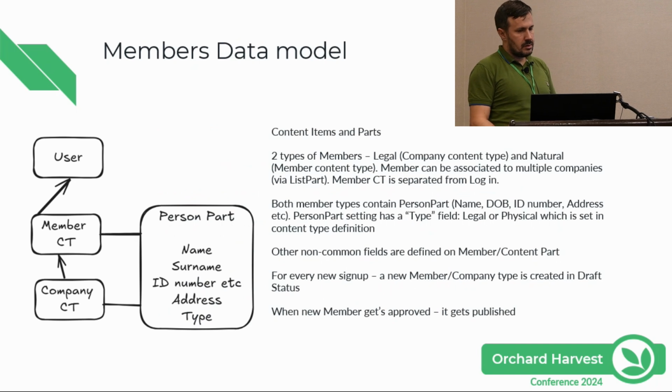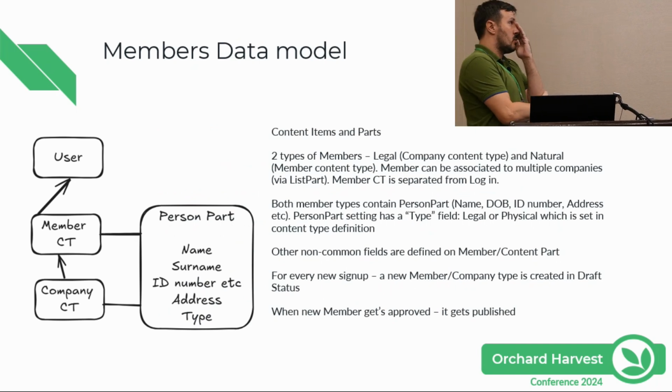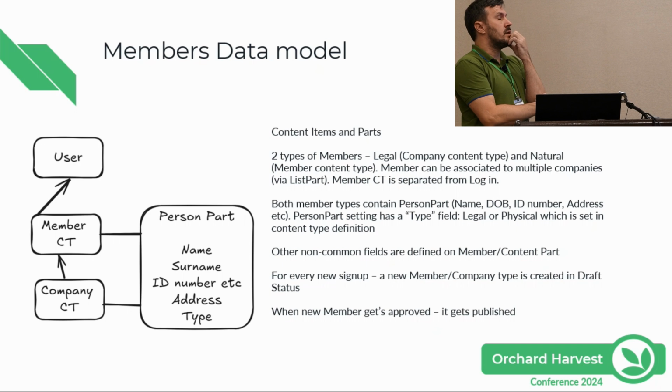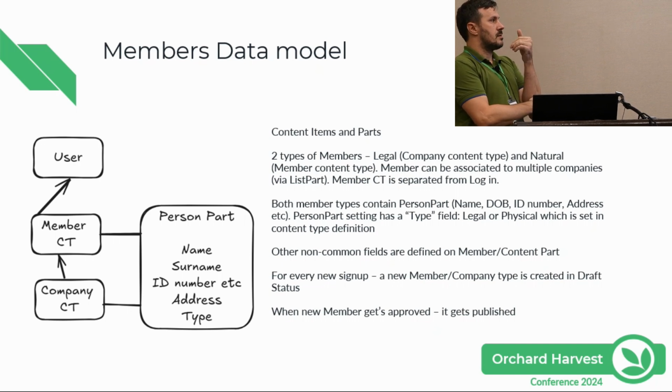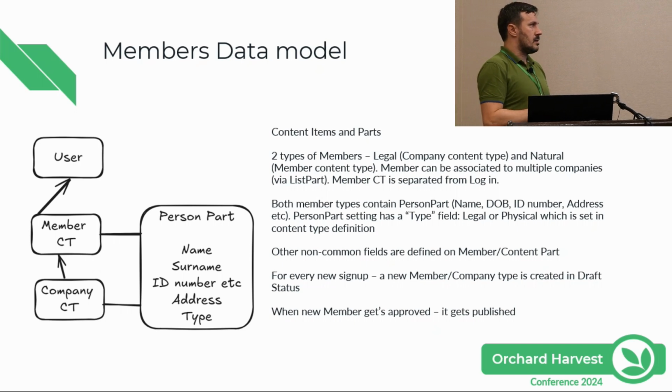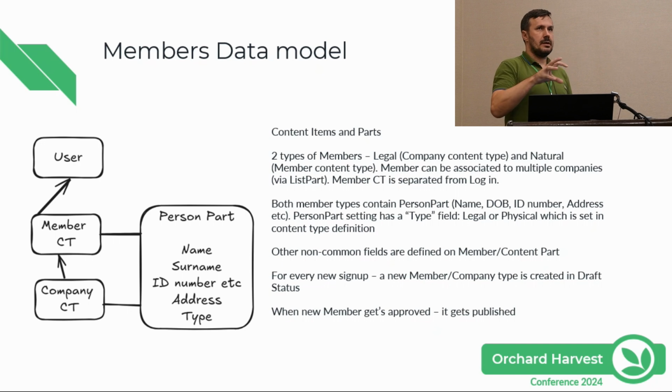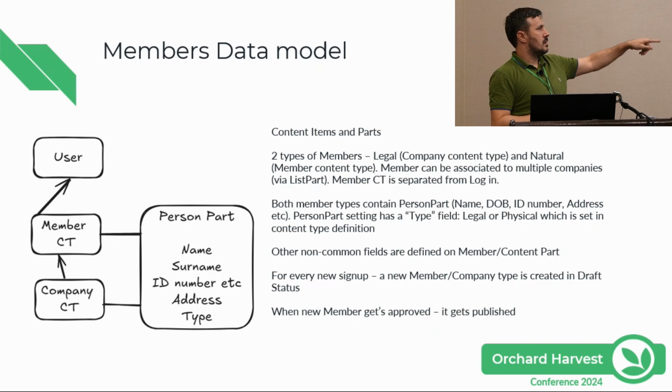Just for example, here's how we set up our data model. We actually have two types of members: a natural member and a company, right? A physical person can have multiple companies, and for every company he can register as a member of the association. A user can have multiple members, but that's not really the case. It's just that one user can log into multiple members, but that's not really used that way. The way connections work: one user to n members, one member to n companies, right?